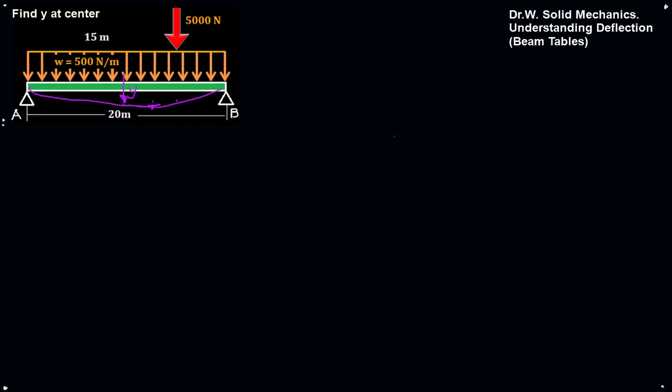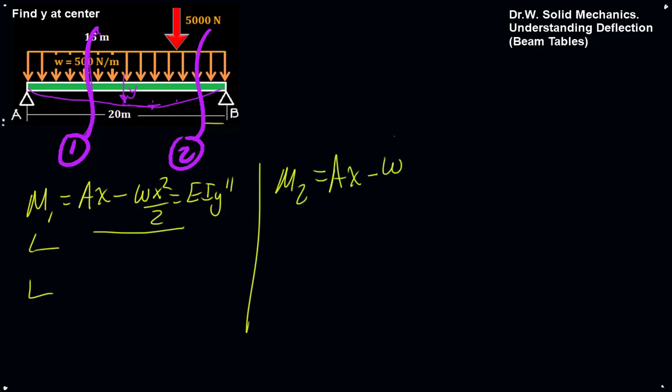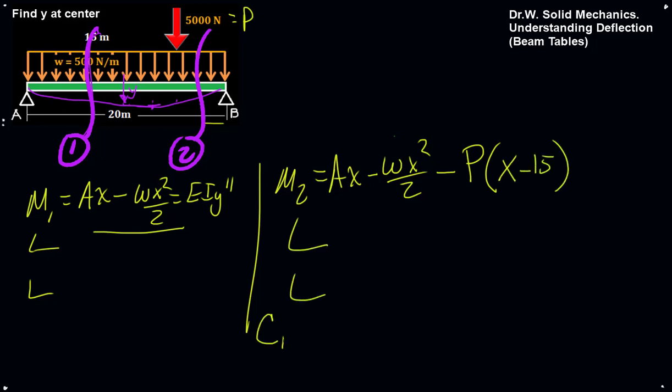So the process for finding this will be to take two cuts and to develop the moment equations and to integrate them. M1 would be Ax minus wx squared on 2, and we know that's equal to EIy double prime, and we can integrate that twice. And in the second domain, M2, we'll inherit all these first ones, Ax minus wx squared on 2, minus P, this concentrated load, which I'll just call P, and the distance to it would be x minus 15. And again, we can integrate this twice. We'll have four constants, C1, C2, C3, and C4 that we'll have to chase down. And from there, we can start to work and solve this problem.